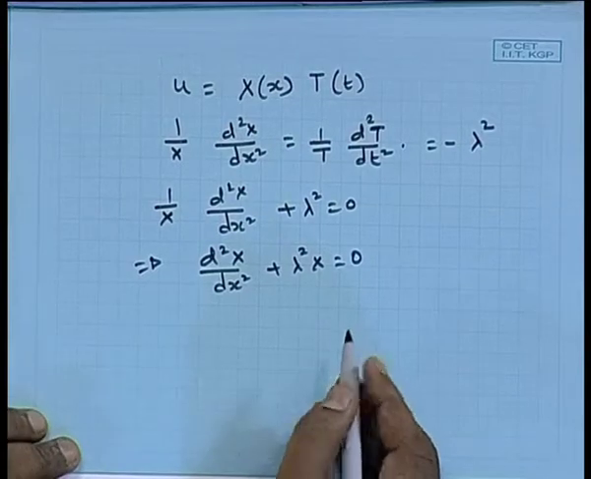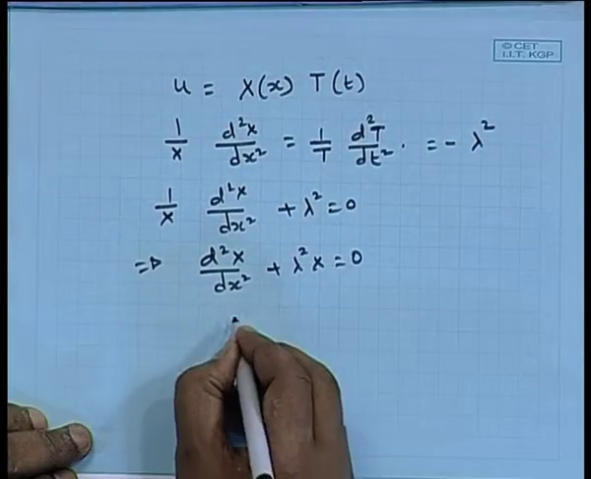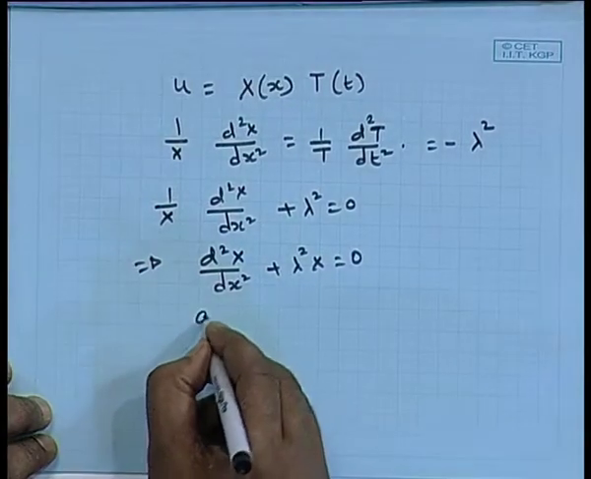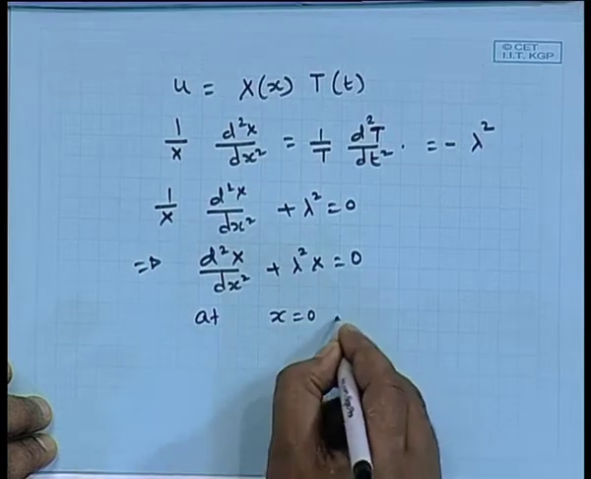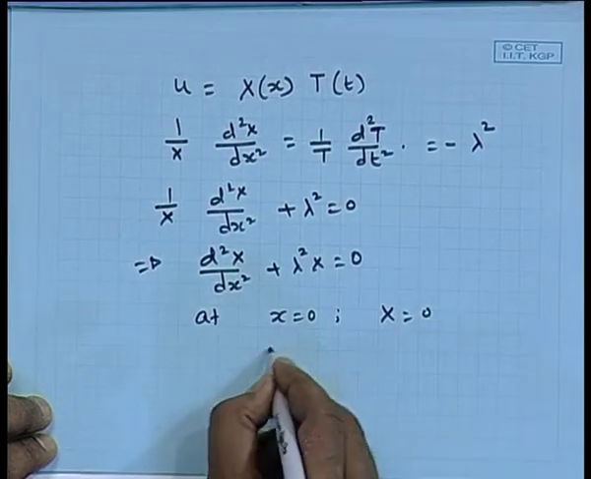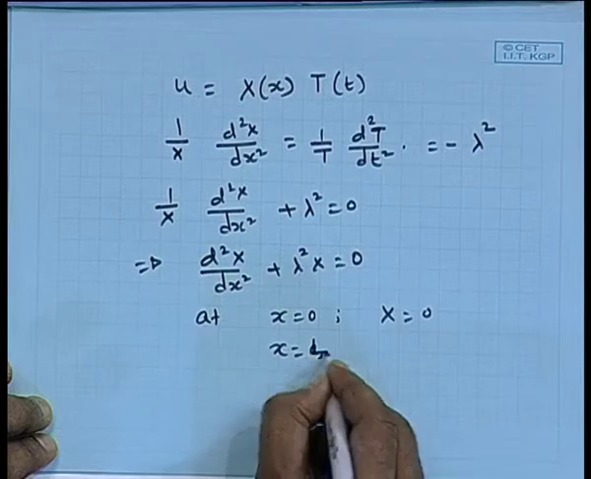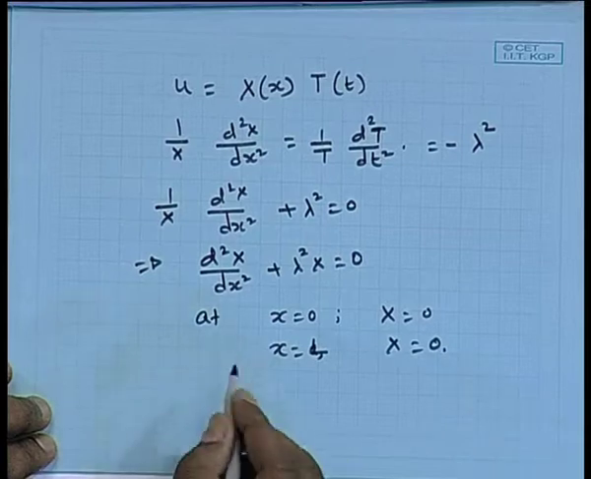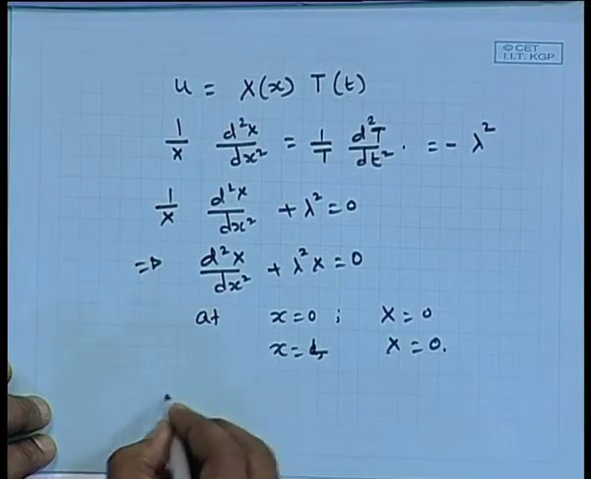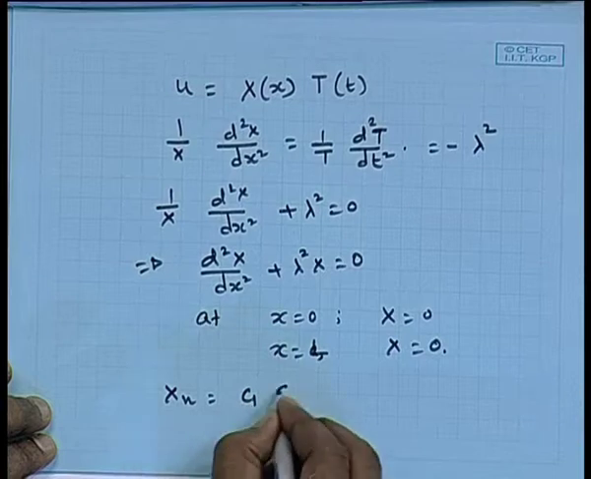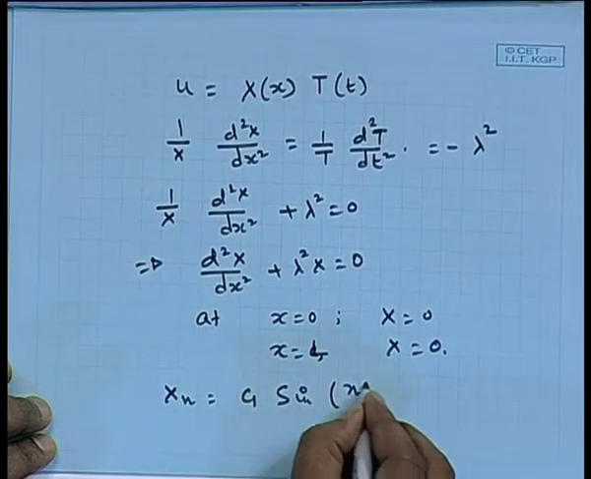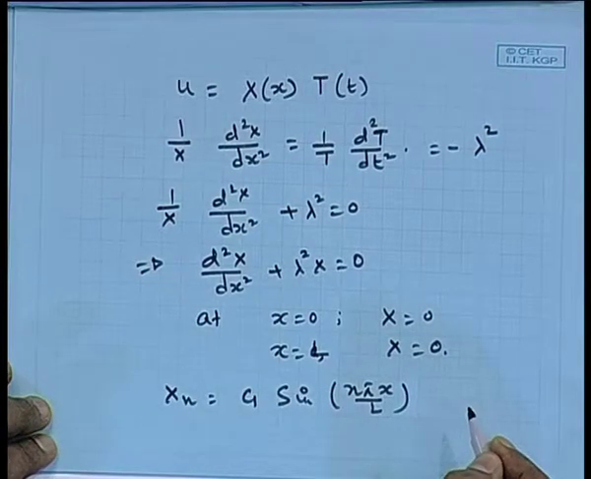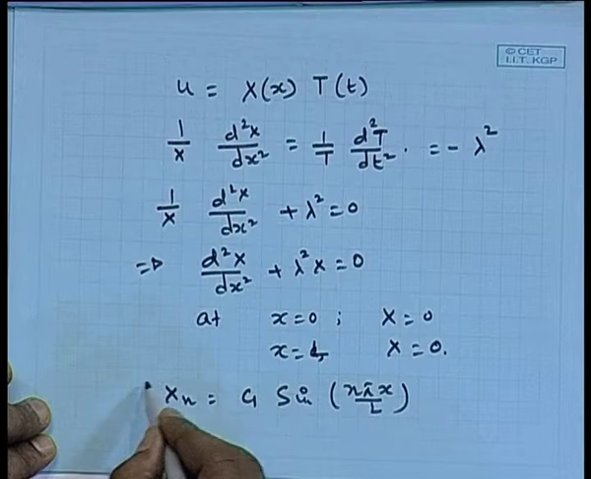Okay. So, the boundary conditions of this problem must be satisfying the boundary conditions of the original problem: at x equal to 0, capital X equal to 0, and at x equal to L, capital X equal to 0. So, the eigenfunctions are X equal to C1 sin n pi x by L, where n runs from 1 to infinity, and the eigenvalues are n pi by L. Okay.